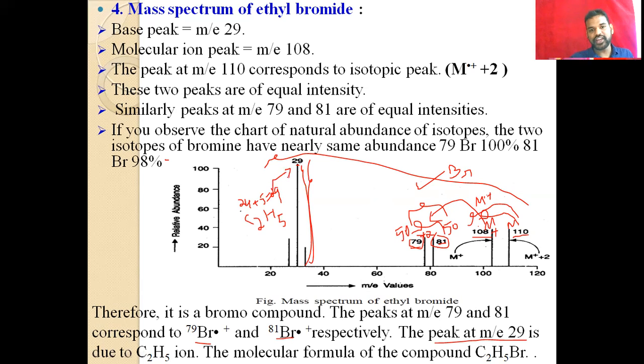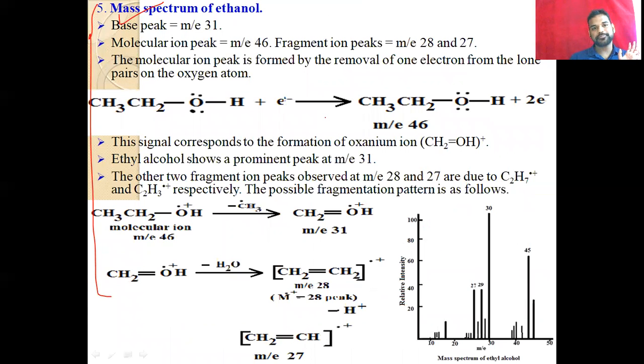So all the fragmentation peaks in the spectrum have evidence, and from the mass spectrum we can say the given compound is ethyl bromide.